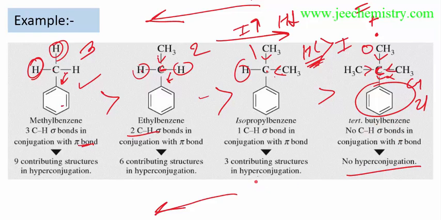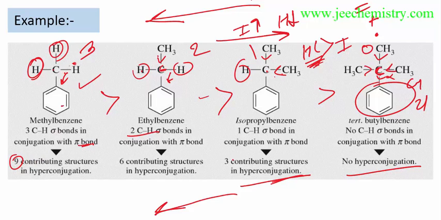So no hyperconjugation. This has 3 contributing structures in hyperconjugation. This group has 6 contributing structures in the hyperconjugation. This has 9 contributing structures in the hyperconjugation. How do we get the hyperconjugation structures, here 9, here 6, here 3? I will explain in detail later, but I will explain a little bit how this gives 9 contributing structures.